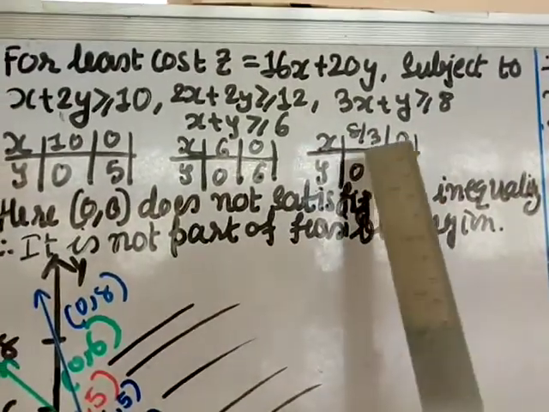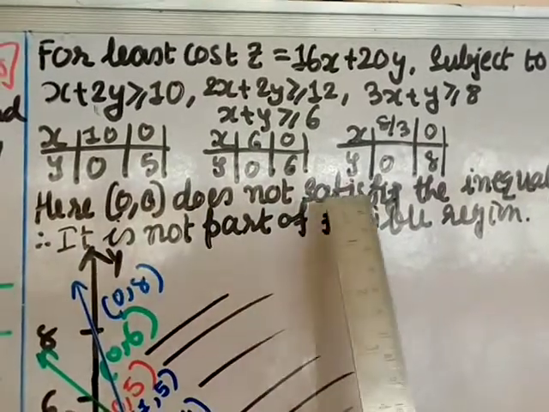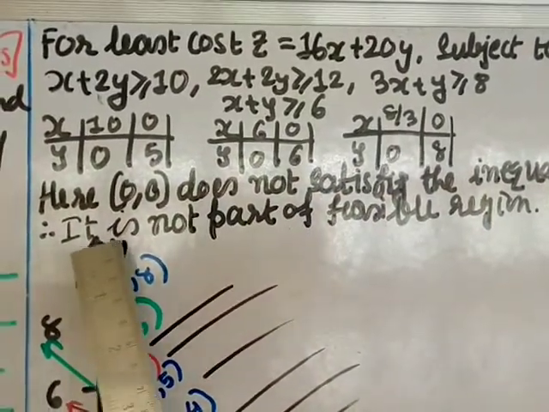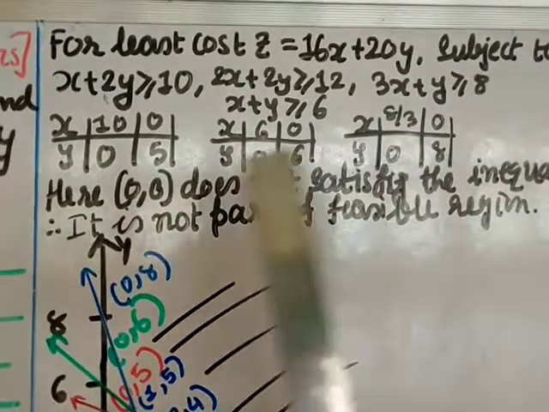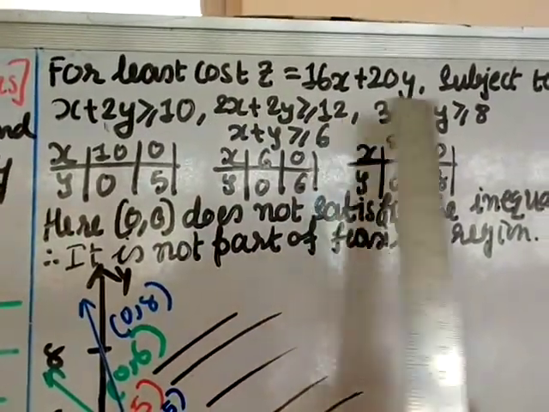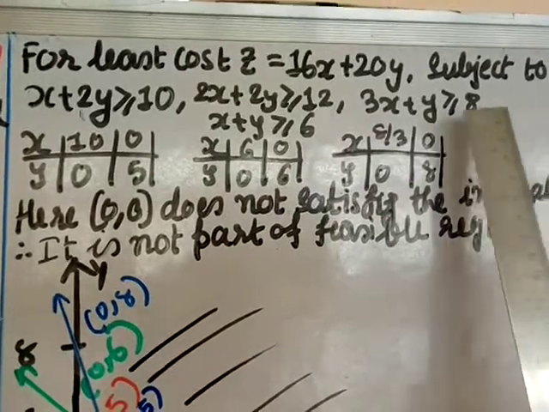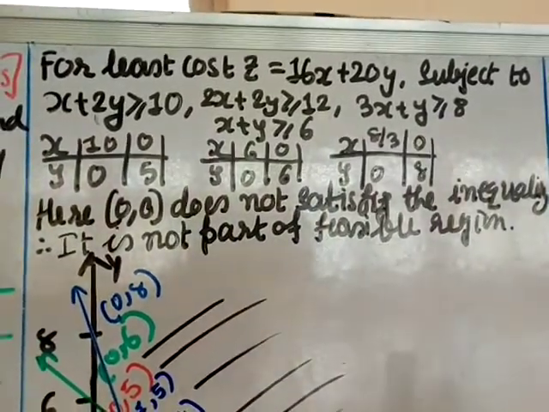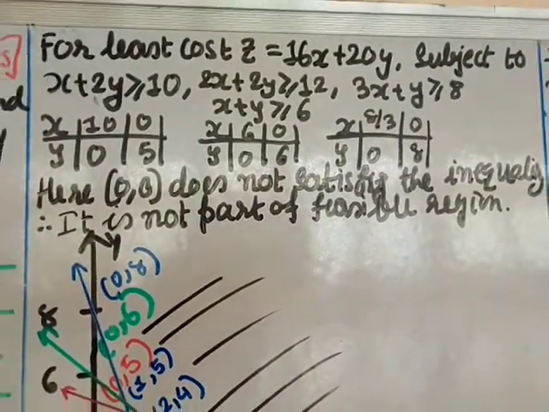Here (0, 0) does not satisfy the inequalities, therefore it is not part of the feasible region. Checking: 0 greater than or equal to 10, not true; 0 greater than or equal to 12, not true; 0 greater than or equal to 8, not true. So (0, 0) is not part of the feasible region.